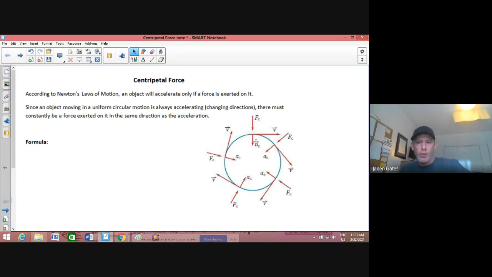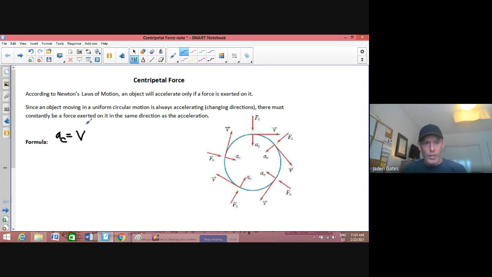exerted on it. And so, as we talked about earlier, centripetal acceleration is always directed towards the middle. So you see my diagram here, and you've got your different velocities showing it. But again, if you're accelerating towards the middle, that means your force is directed towards the middle. So anytime I'm doing these questions, I will not be referring to direction because, again, it's always towards the middle.